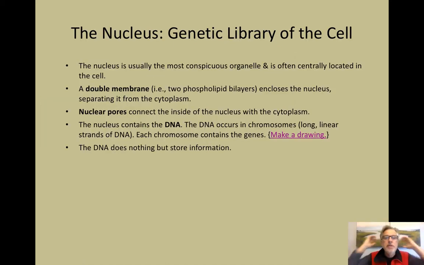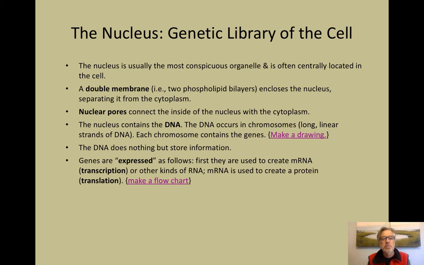As I said earlier, the DNA does nothing but store the genetic information. The genes are expressed as follows, and that's the word we use, gene expression. First, they are used to create a transcript, which is known as messenger RNA. Or they can be expressed as other kinds of RNA that we're going to learn about later. Then the mRNA moves from the nucleus to the cytoplasm, where it is used to create a protein. So this first process of creating mRNA from DNA is called transcription, and the process of using the mRNA to create a protein is called translation.